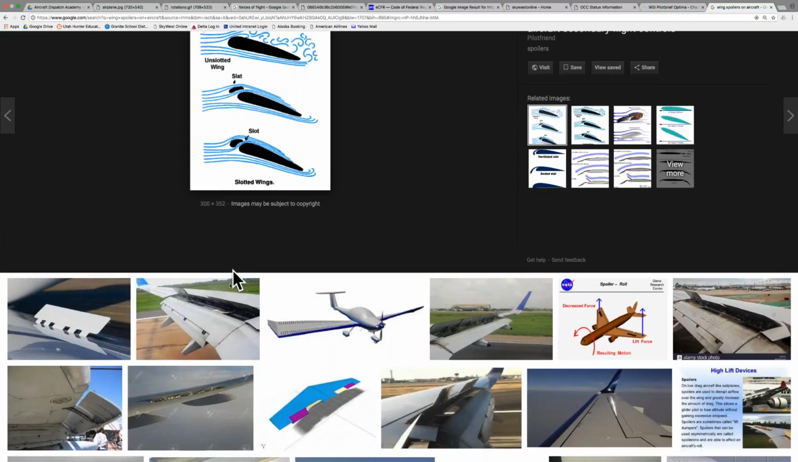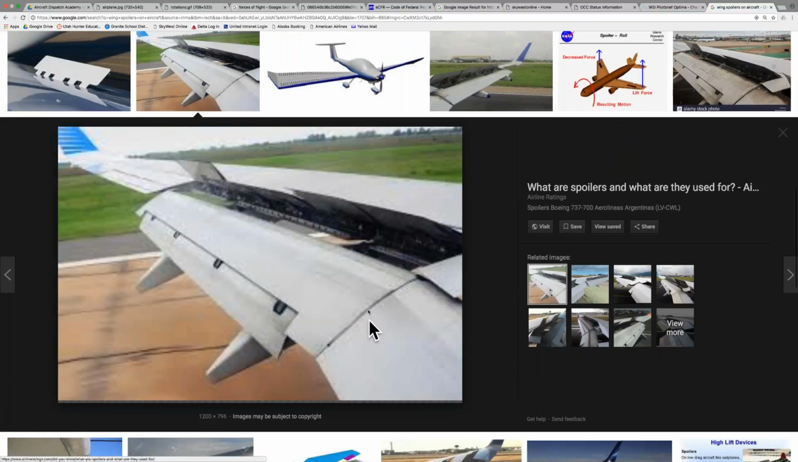But here you get a really good view of what the flaps look like, and then the spoilers on top of the wing. Does that kind of freak you out, seeing that the wing isn't like a solid piece? Here's the ailerons out here, but here's your flaps. To be fair, no part of an airplane is just one big solid piece. Yeah.